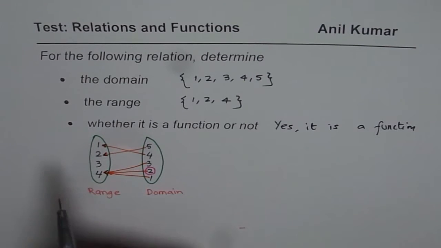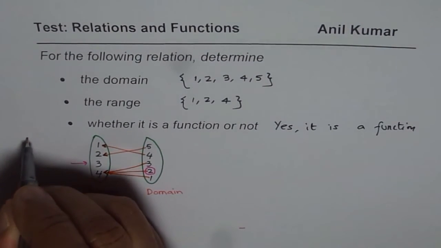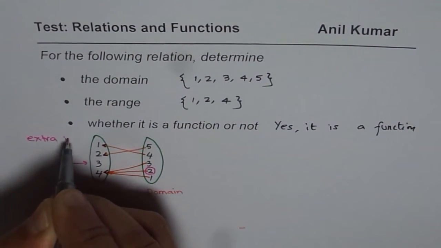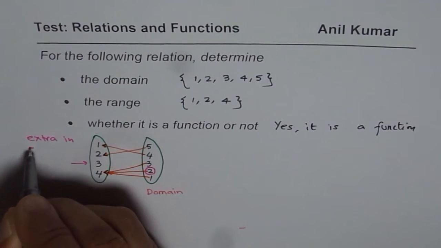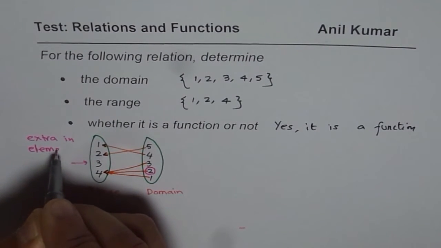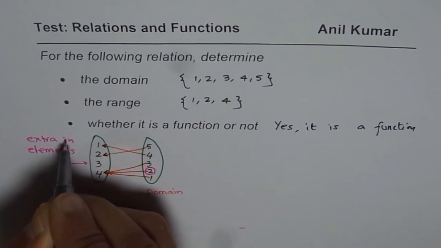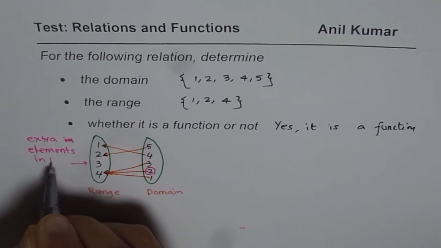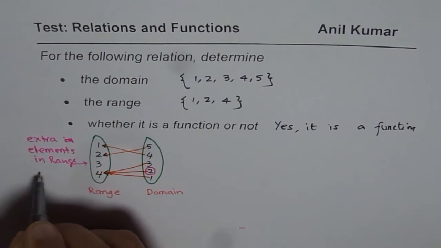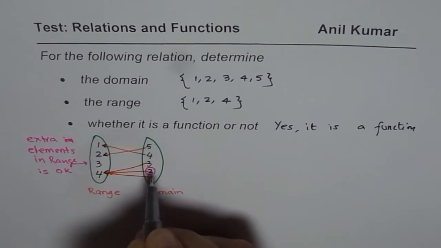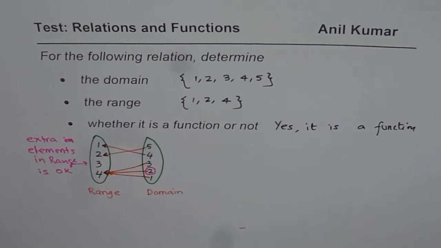You could have extra elements in the range. That is okay. Now remember here, extra elements in the range is okay, right? But not in the domain. So that is why I linked 2 also to one of the elements. It could have been any, but that is important to understand.